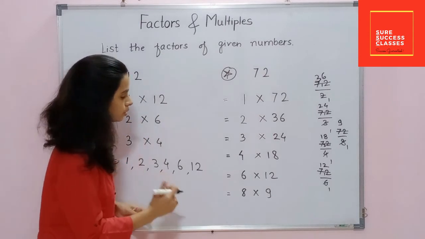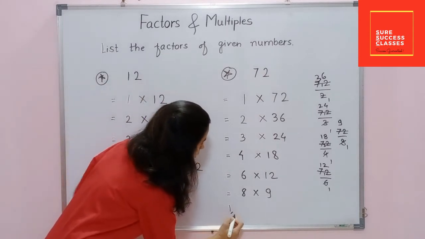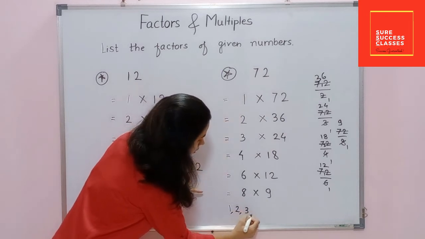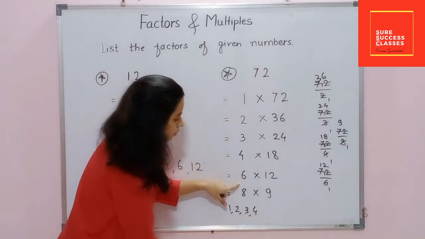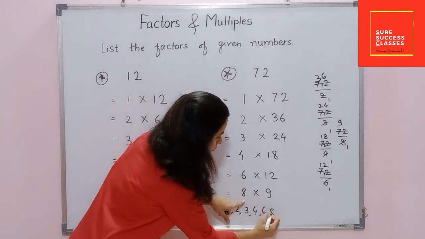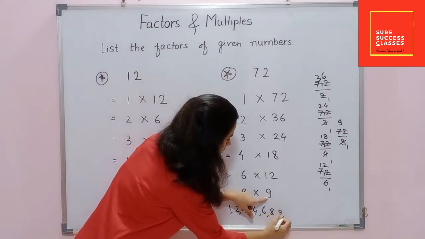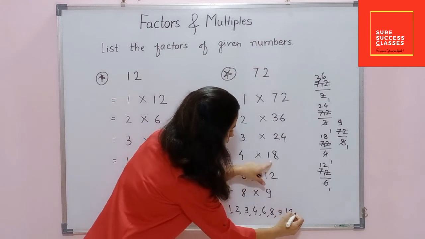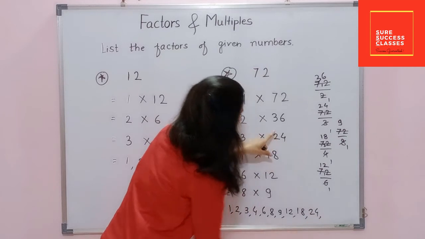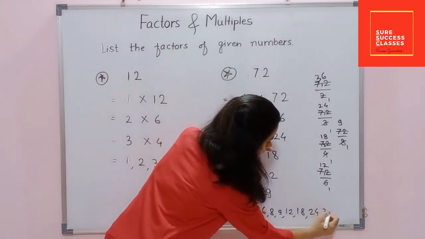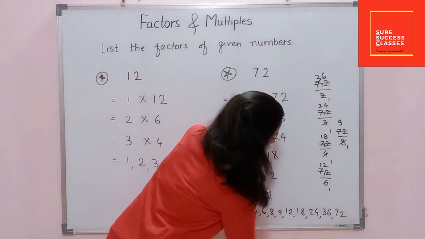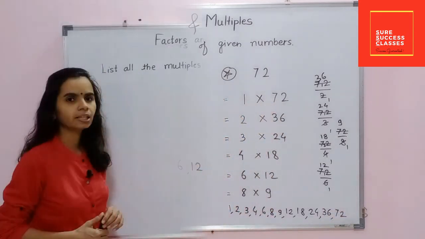Factors of 72 are 1, 2, 3, 4, 6, 8, 9, 12, 18, 24, 36 and number itself, that is 72. These are the factors of 72.